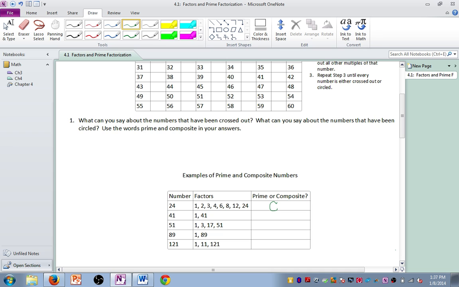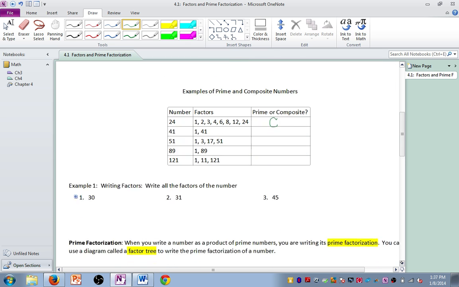Press pause on the video, and you're going to fill out the rest of this chart, identifying each of the numbers to the left as either prime or composite. When you're done completing the chart, press play to continue with the rest of the lesson.